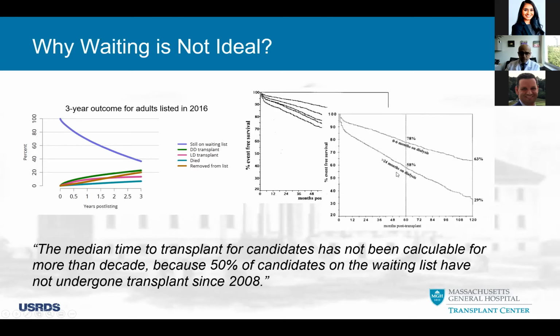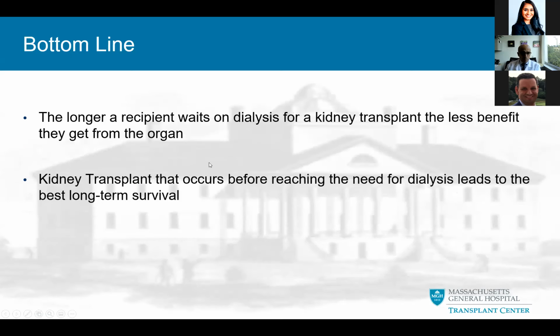And there's another interesting study which compared the same kidneys from the same deceased donor that went either to someone who was before dialysis or 0 to 6 months on dialysis, on the top graph, versus those who were more than 2 years on dialysis. And you see the survival is almost cut in half at 10 years in those who waited more than two years on dialysis. So the bottom line is the longer a recipient waits on dialysis for kidney transplant, the less benefit they get from the organ. And kidney transplantation that occurs before reaching the need for dialysis leads to the best long-term survival.